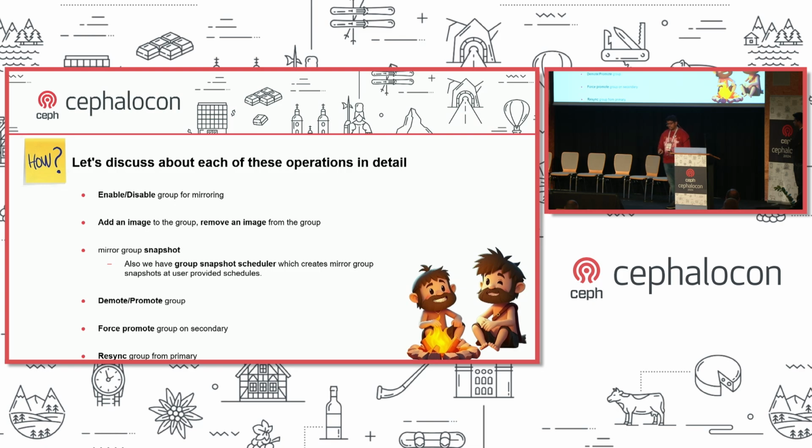So there is a resync group from primary. The resync is kind of like syncing all of that group from your primary to the secondary. When you feel that your group on the secondary is stale, for example, in a disaster where you see stale data on the secondary and you want to resync it completely, which involves deleting the group and trying to create it again.